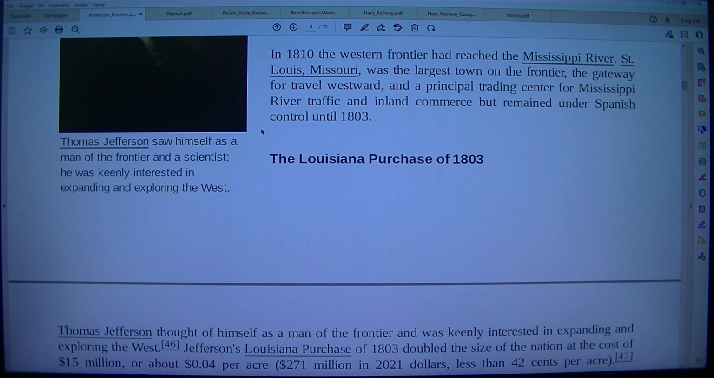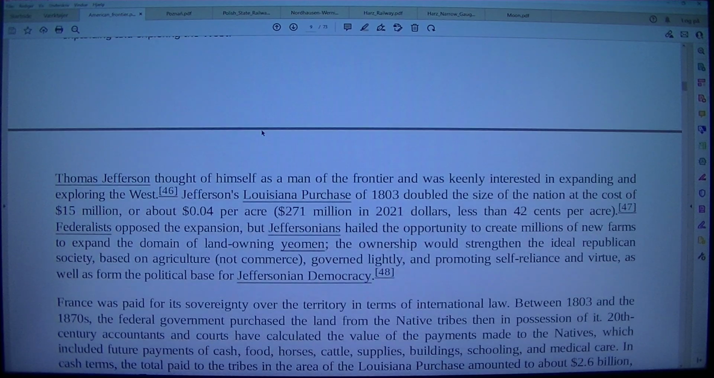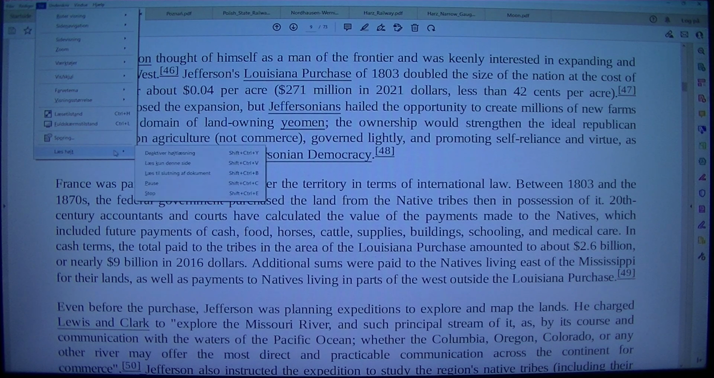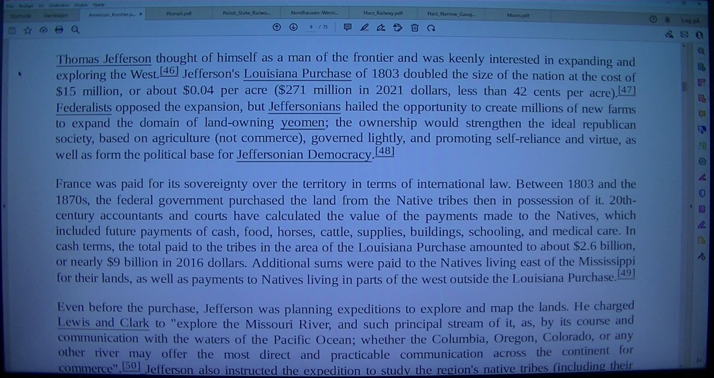The Louisiana Purchase of 1803. Thomas Jefferson thought of himself as a man of the frontier and was keenly interested in expanding and exploring the West. 46. Jefferson's Louisiana Purchase of 1803 doubled the size of the nation at the cost of $15 million, or about 4 cents per acre, $271 million in 2021 dollars, less than 42 cents per acre.